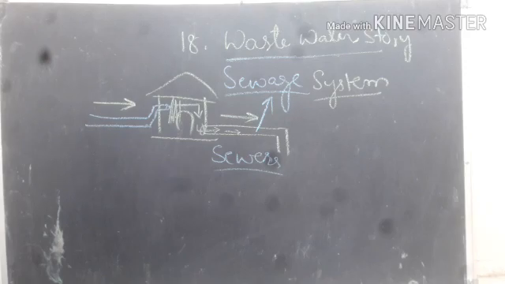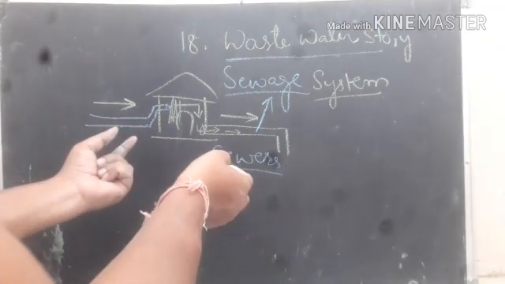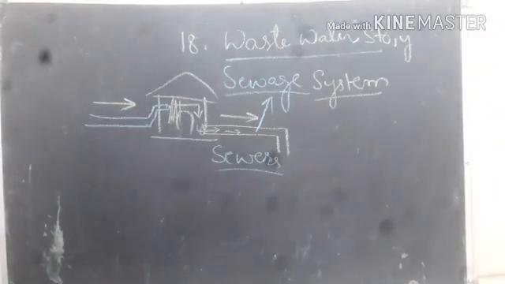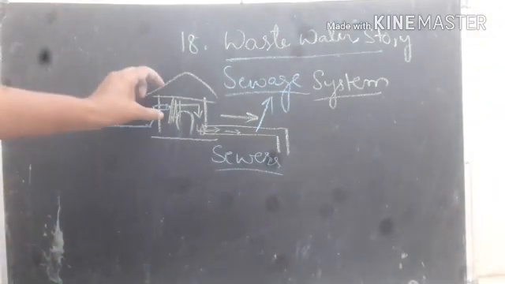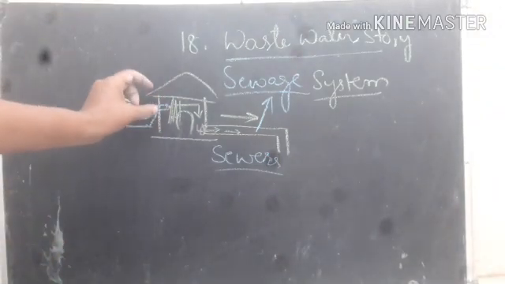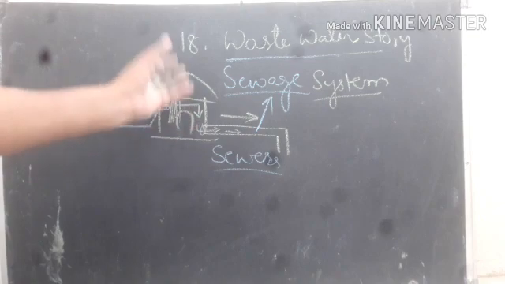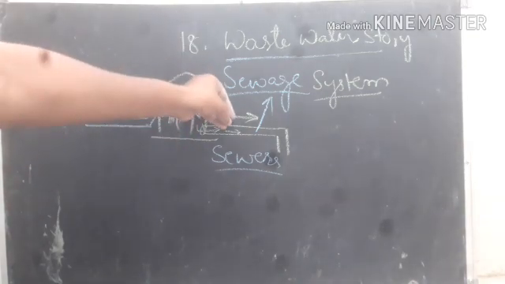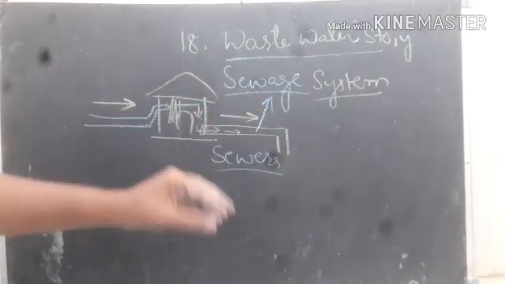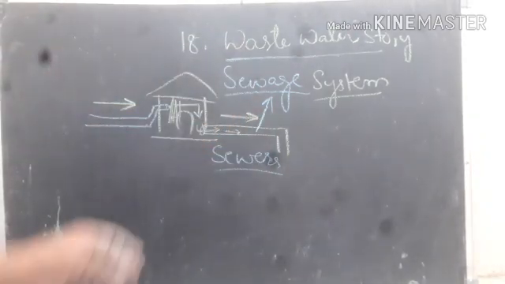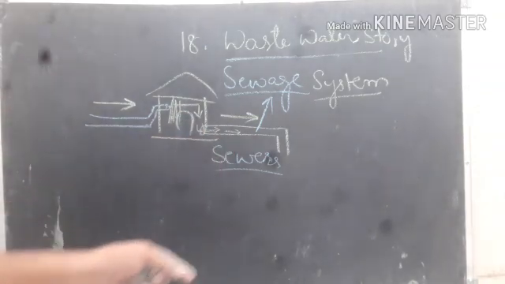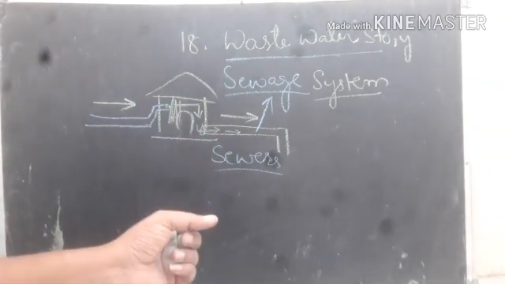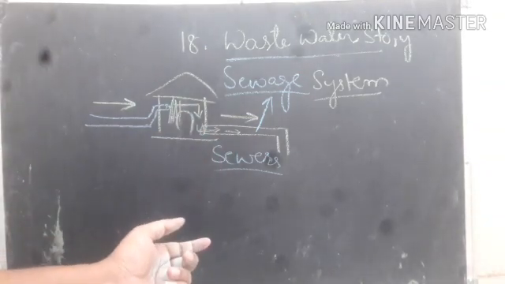Sewage carries all the impurities. For example, before bathing the water is clear, but after bathing what happens? If you take a head bath, the shampoo and soap get added to the water, so it becomes sewage water with impurities. Now the sewage water is sent through the sewers.